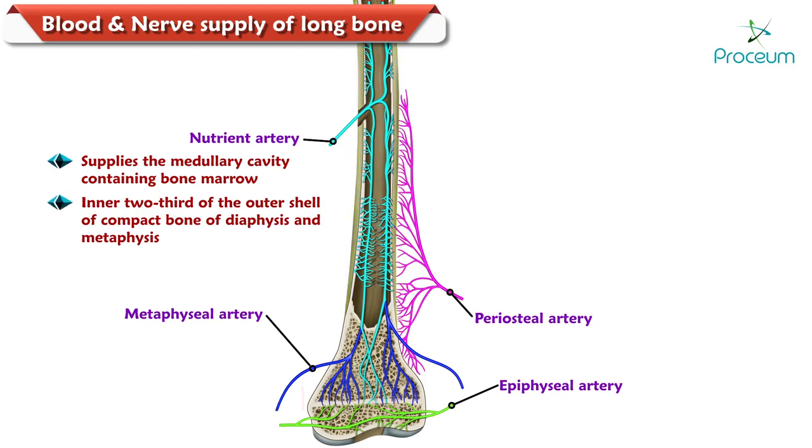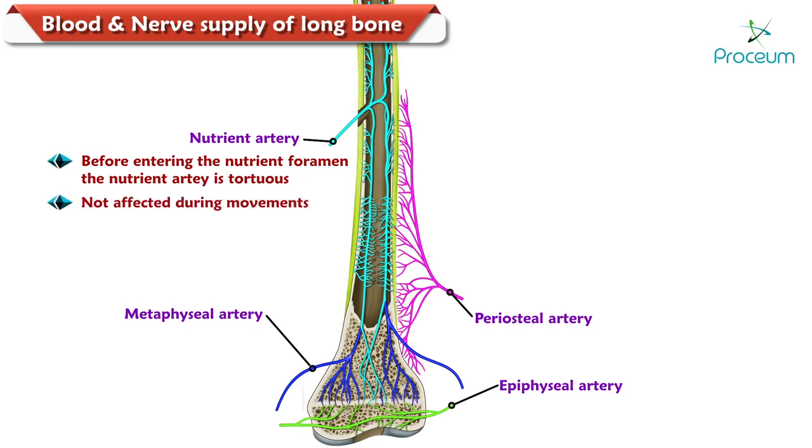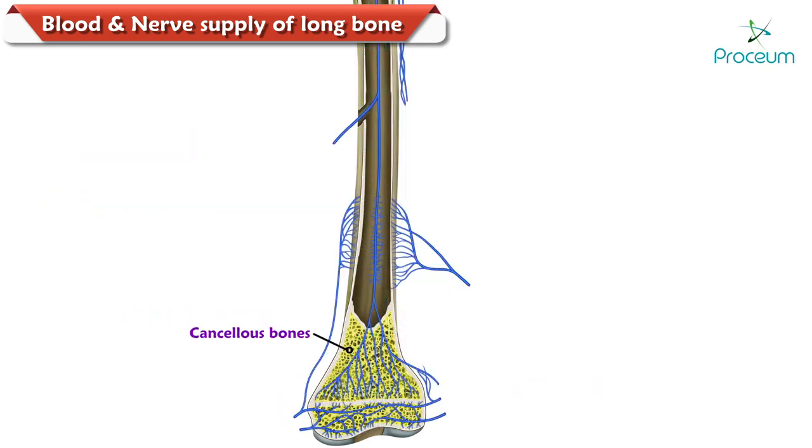of diaphyses and metaphyses. Before entering the nutrient foramen, the nutrient artery is tortuous, so that it is not affected during the movements. The veins are numerous in cancellous bones.